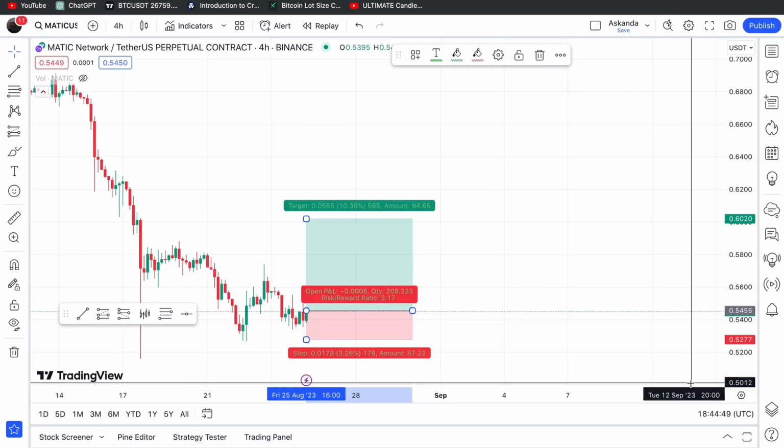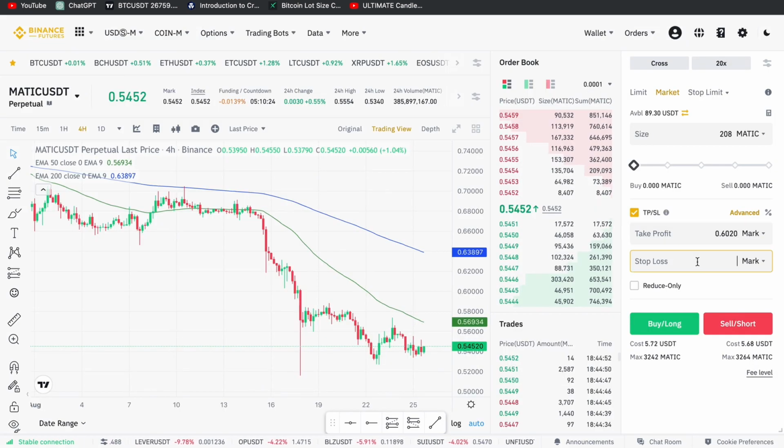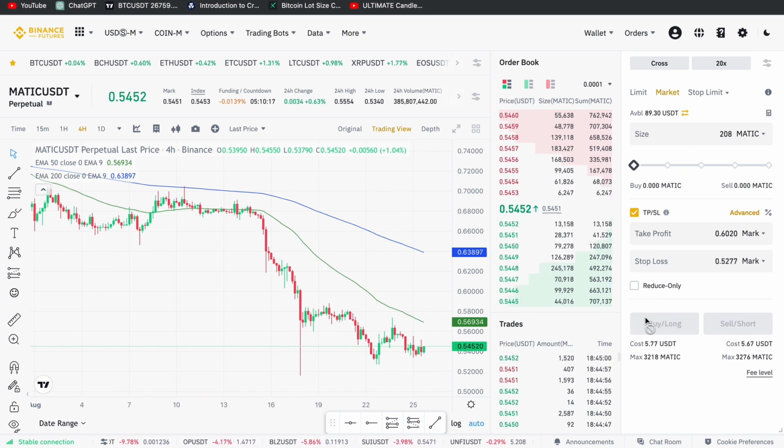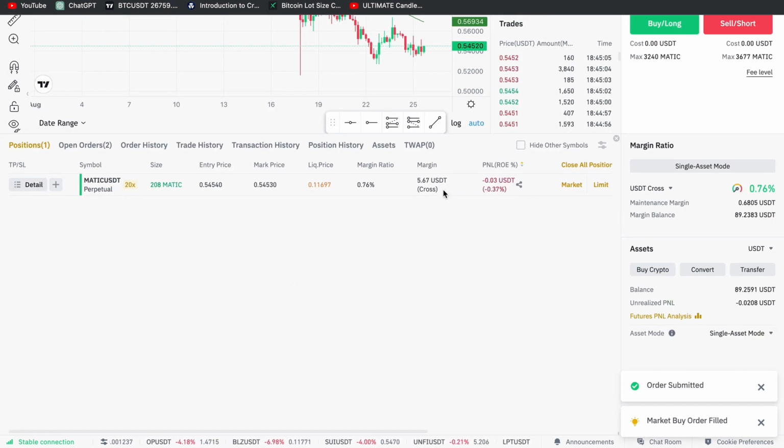So now we know our stop loss to be 0.5277. Now we can enter a buy position. Once we have just entered a buy position, you can see here we have our cost to be $5.67. That's the contract size. So we are now going to be risking 2% of our account to make 3%, almost 3.5%, which is very good. So the trade is now active.